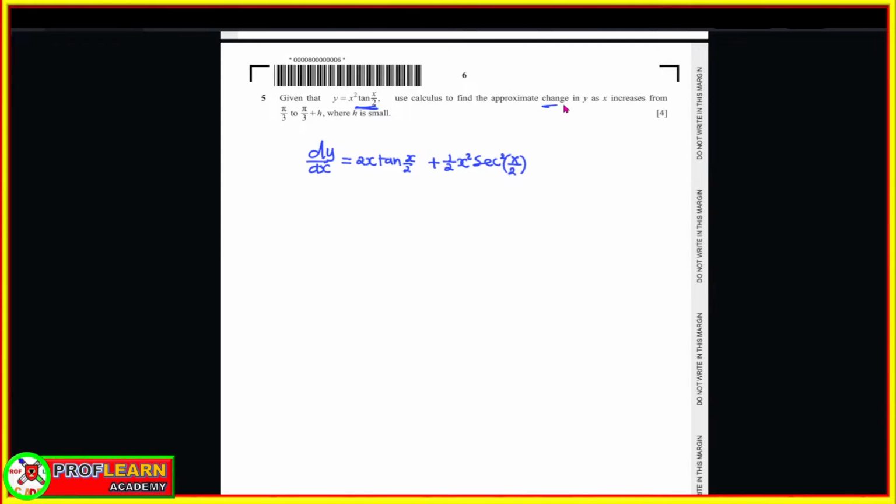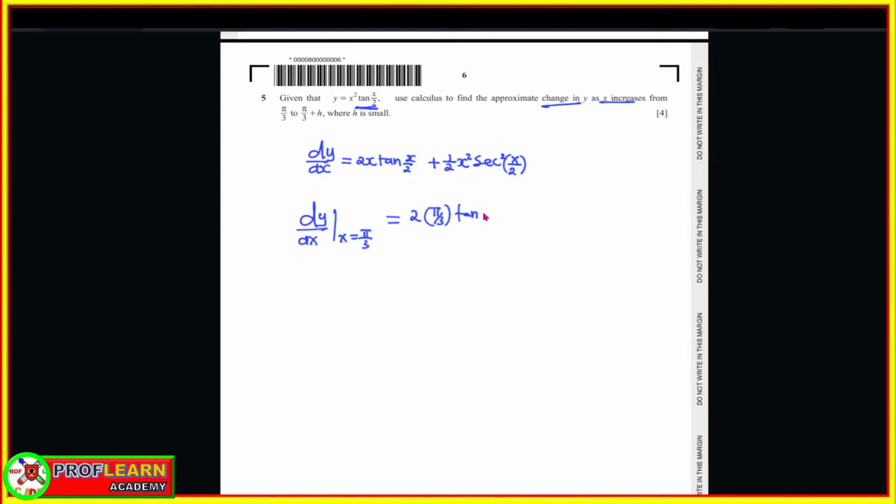Find the approximate change in y as x increases from this to that. So meaning that we first need to find what's dy/dx when x is equivalent to pi over 3. So we are going to put that in the calculator, and we're going to say this is going to be 2 into pi over 3 and then we do tan pi over 3.